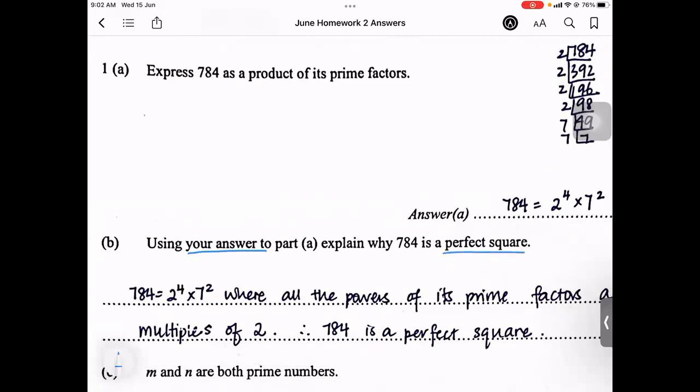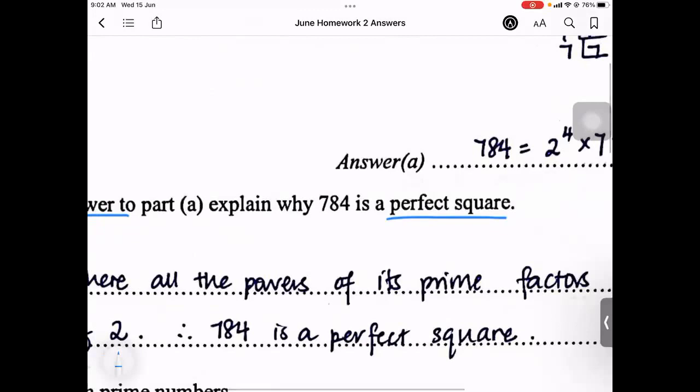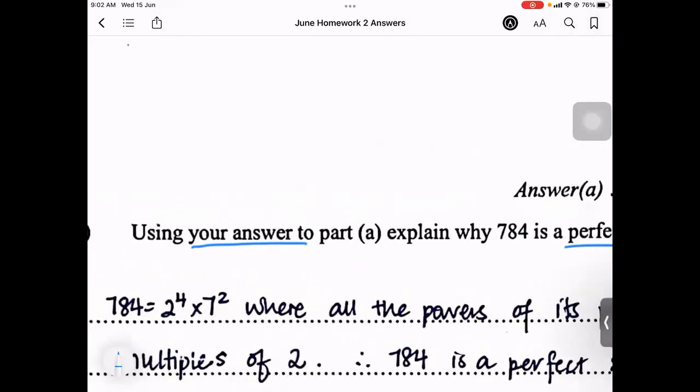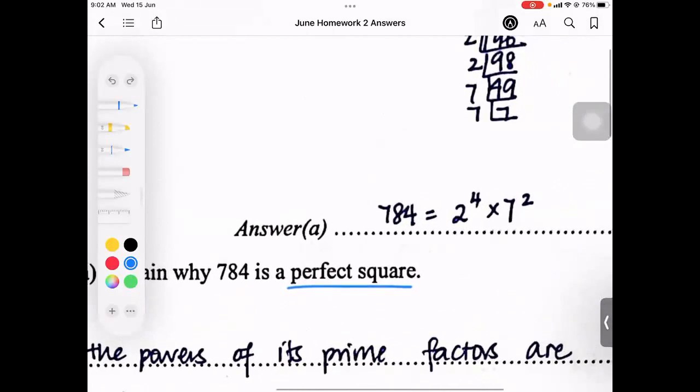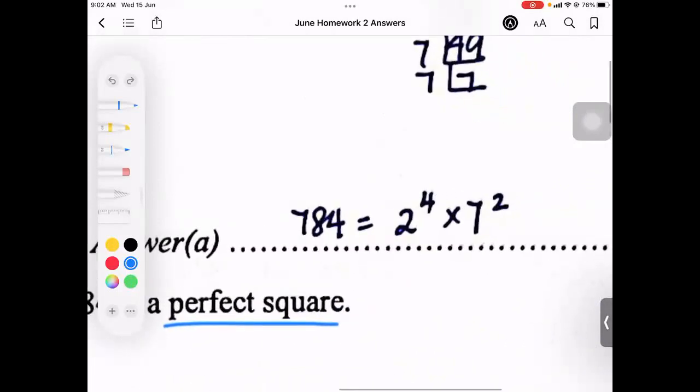Now, a lot of students will say, oh, because the square root of 784 is an integer, a whole number. Okay, but that does not use the answer. In this case, they want you to explain it regarding the prime factors and what's so special about the prime factors when they are a perfect square. If it's a perfect square, the powers of the prime factors are all multiples of 2, even numbers. Because when we do square root, we need to have something times something, right? So the power must be able to be equally divided by 2.